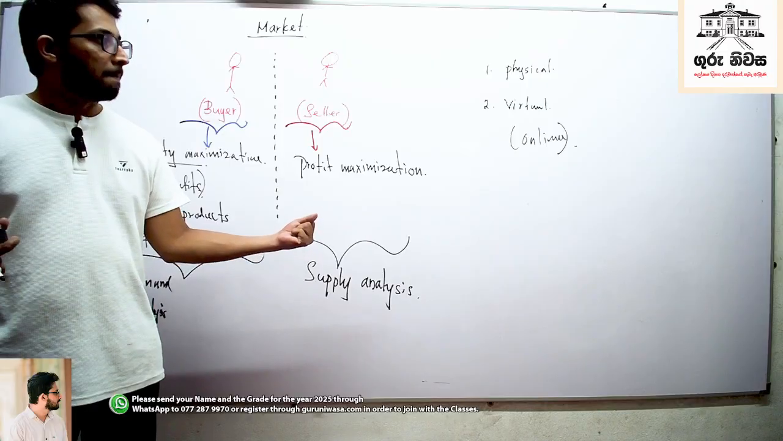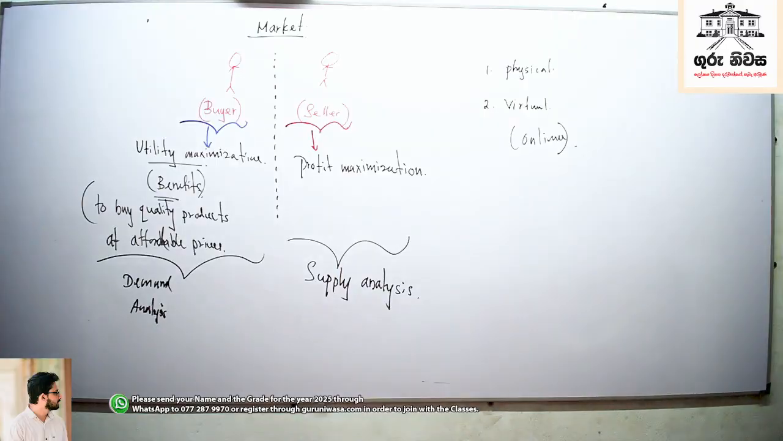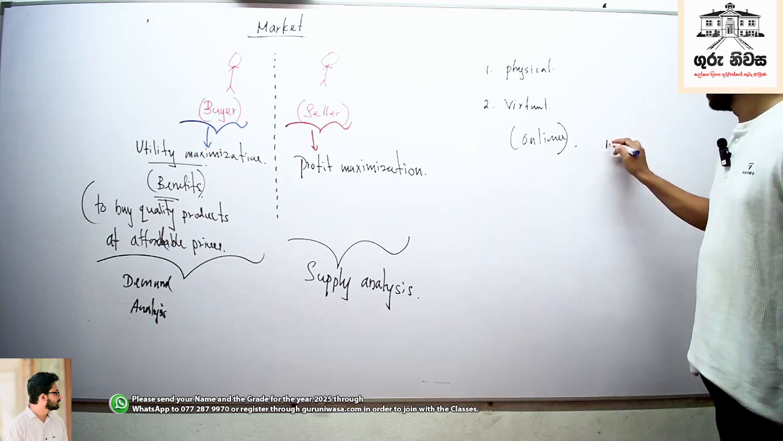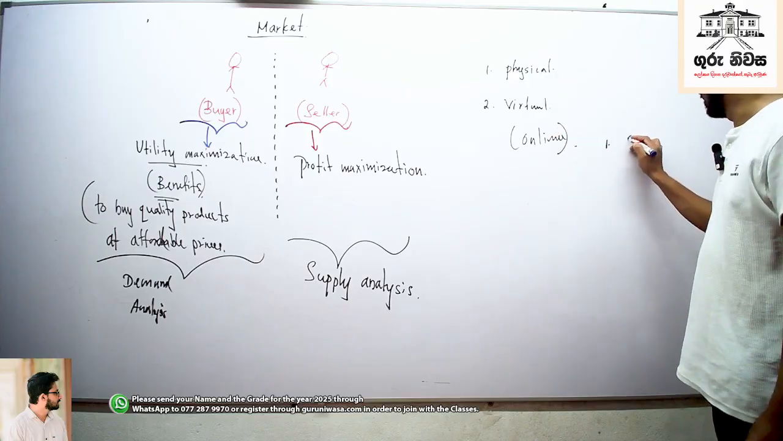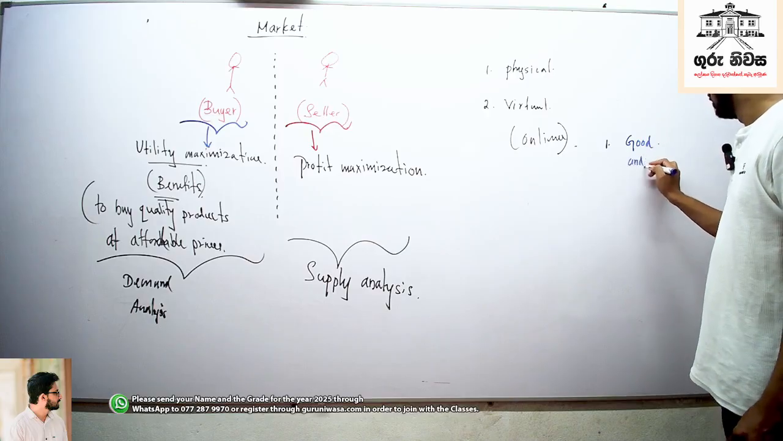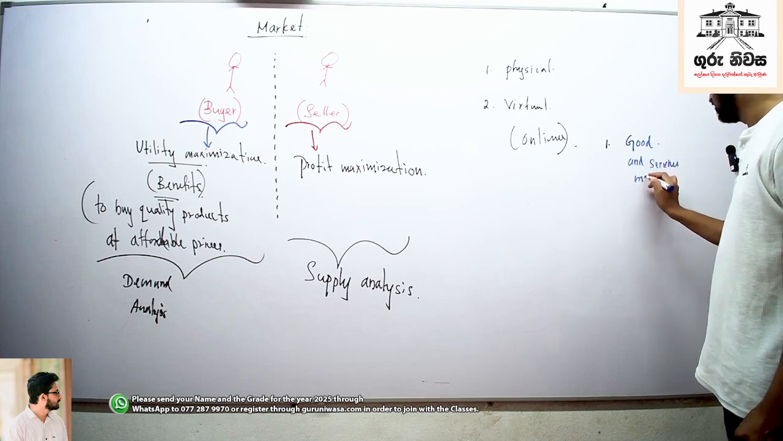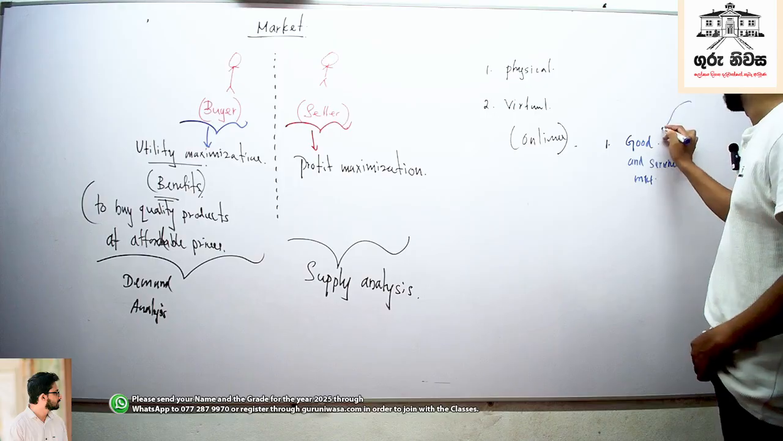In economics, remember there are several types of market. The first one is the goods and service market. That is the lesson we are going to discuss. Goods and service market is the first category.